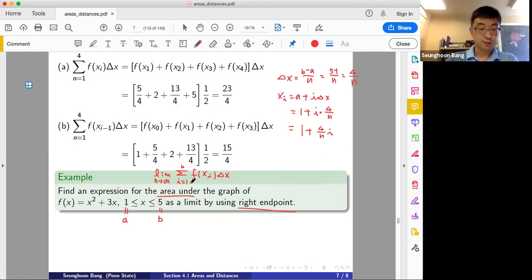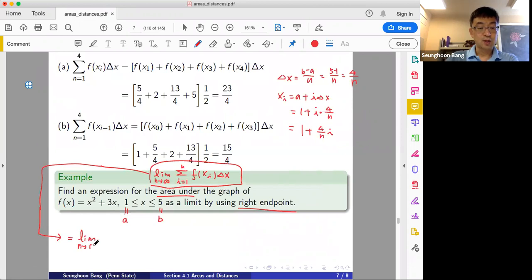The next thing, what's the area? We have this form. This one is the same as here, the limit.